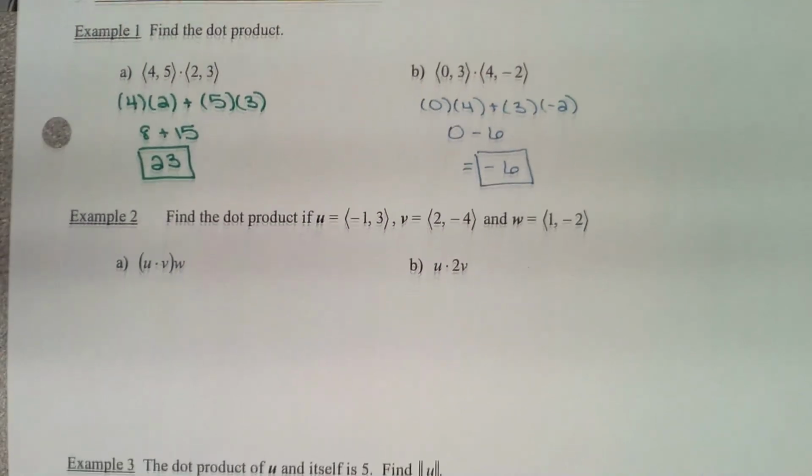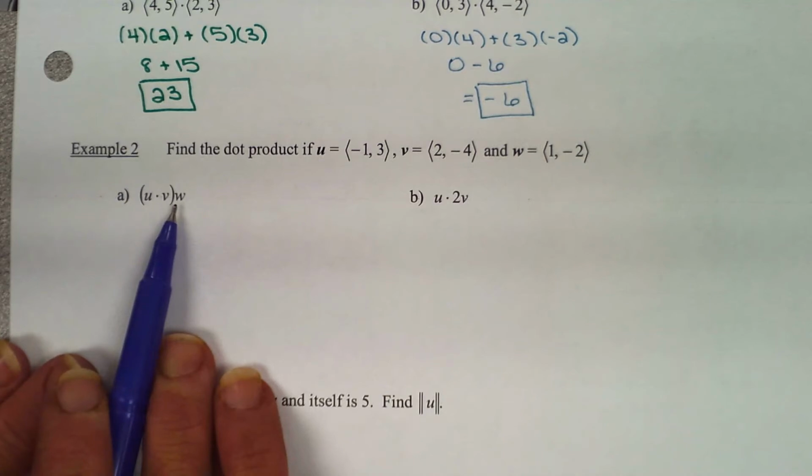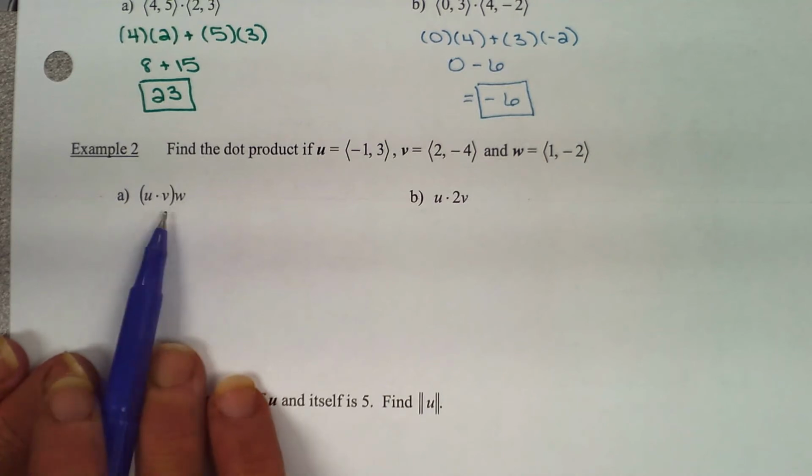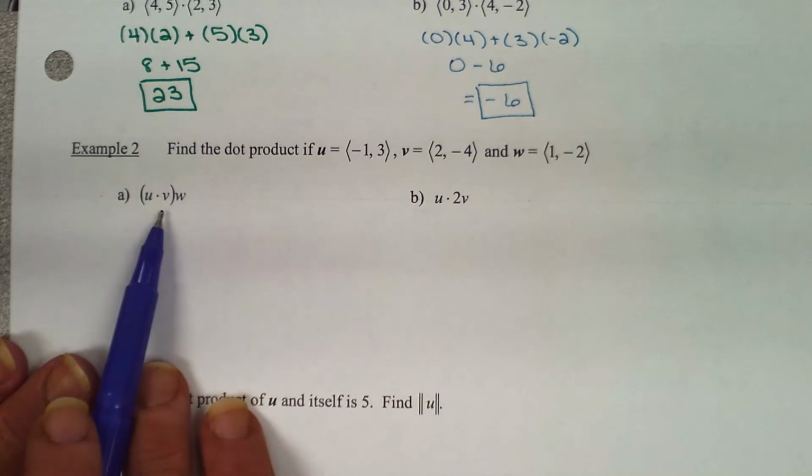Example 2. Here we're going to do more dot products. They define these vectors u, v, and w for us. For this first one, they want us to find u dot v and then times w. Now, this isn't one that we had in the properties up above, but I want you to stop and think about what kind of an answer we're going to have for a problem like this.